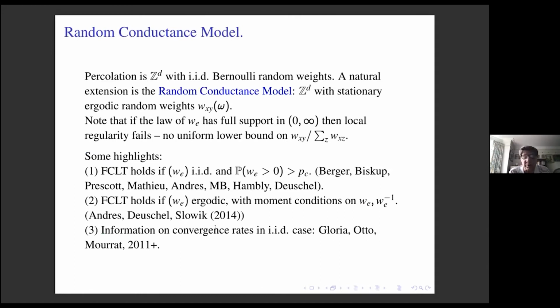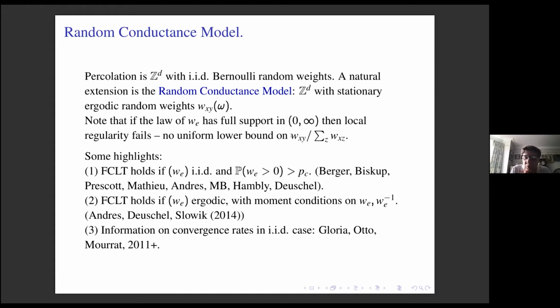Before I go on to look at fractals, I should just say a few words about an obvious extension of the percolation. So percolation is just Z^d with IID Bernoulli random edge weights. And a natural extension is the random conductance model. So we're going to look at Z^d with stationary ergodic random weights W_xy. Now, one difference from the percolation case is that if the law of W has full support in (0, ∞), then that means that W can be very close to zero or very large.